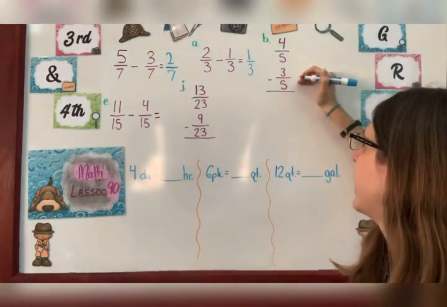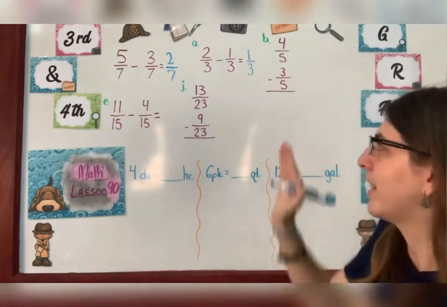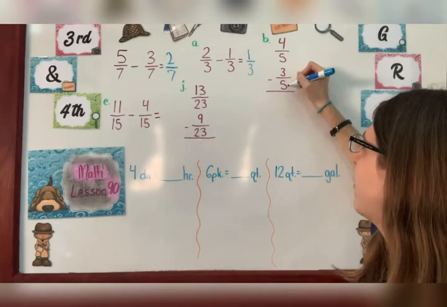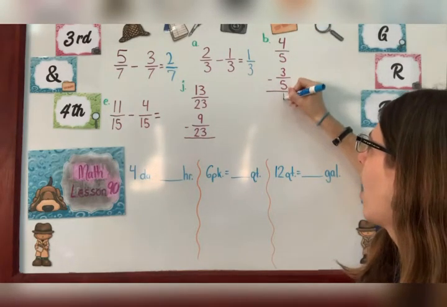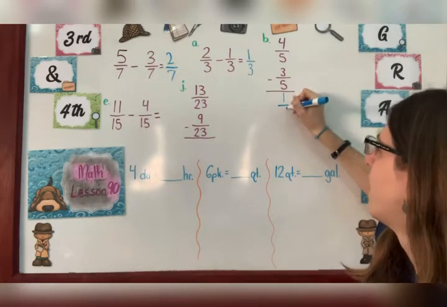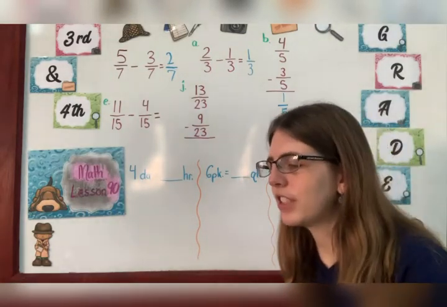All right, let's try letter B in your book. 4/5 minus 3/5. So you can subtract horizontally or vertically. It doesn't matter. 4/5 minus 3/5. 4 minus 3 is 1. Good job. What's our denominator? 5. Excellent.